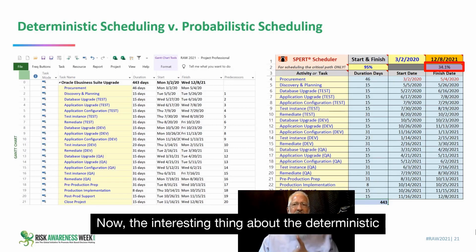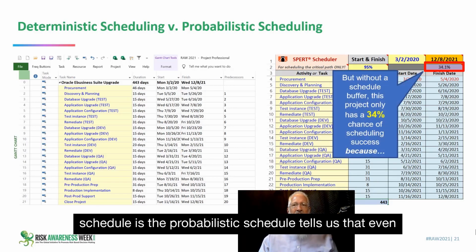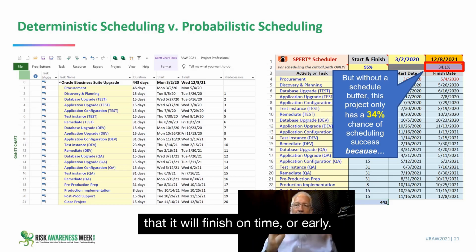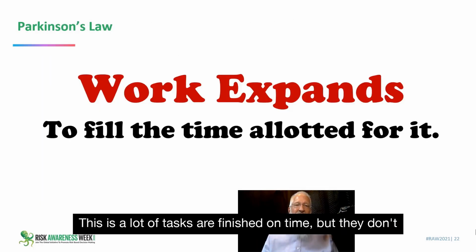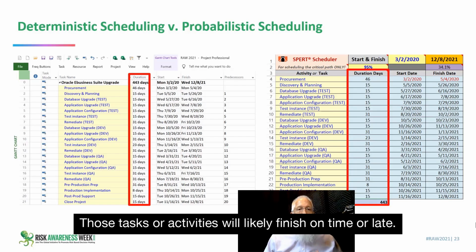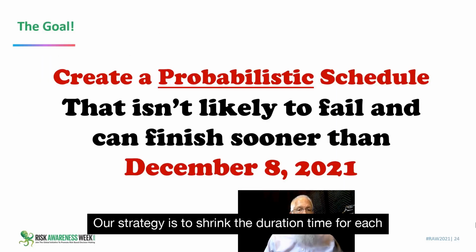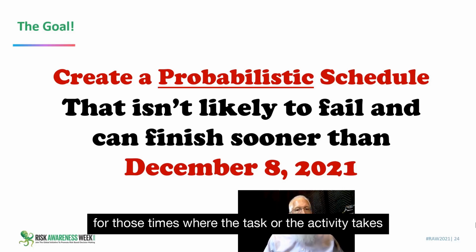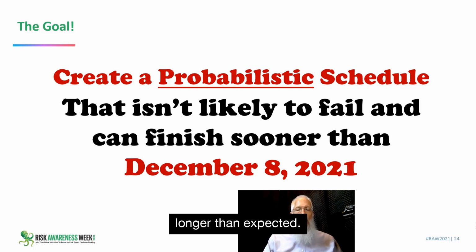Now, the interesting thing about the deterministic schedule is the probabilistic schedule tells us that even though each activity is planned to be 95% confident that it will finish on time or early, a lot of tasks finish on time, but they don't finish earlier than we thought. Those tasks or activities will likely finish on time or late. Our strategy is to shrink the duration time for each activity on the critical path, but include a schedule buffer for those times where the task or the activity takes longer than expected.